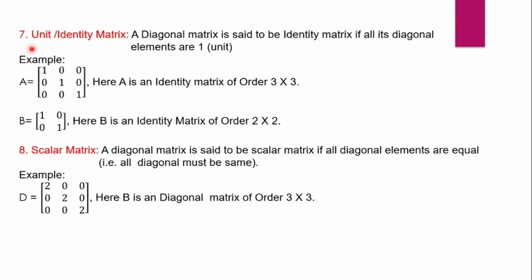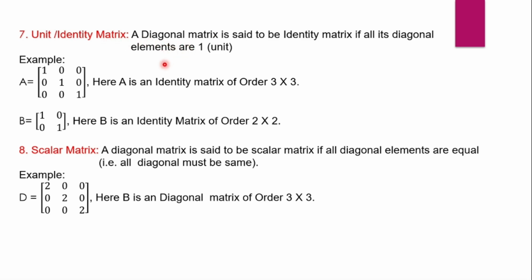Now let's talk about the unit or identity matrix. A diagonal matrix is said to be an identity matrix if all diagonal elements are 1. So please concentrate on the definition of the diagonal matrix that I have written here. That is a diagonal matrix. So whenever we are looking at the identity matrix, it starts from a diagonal matrix.